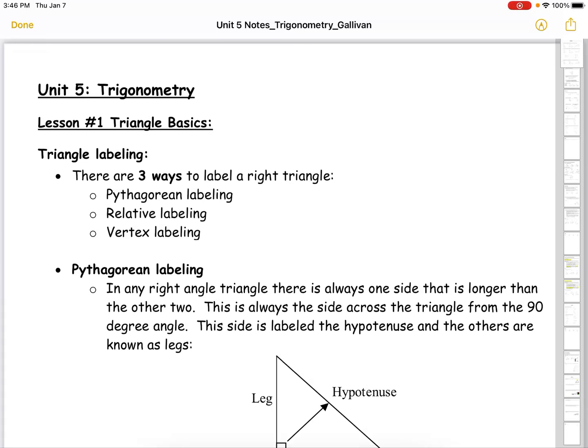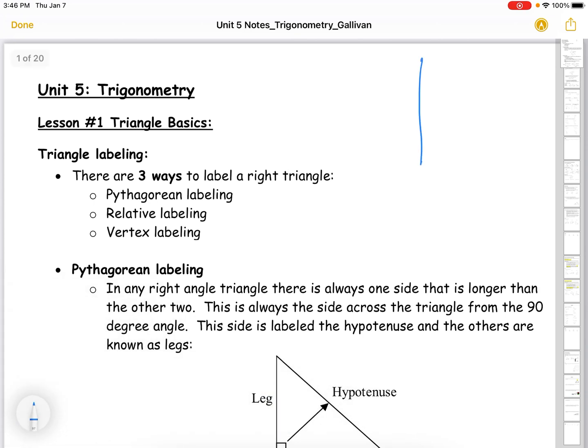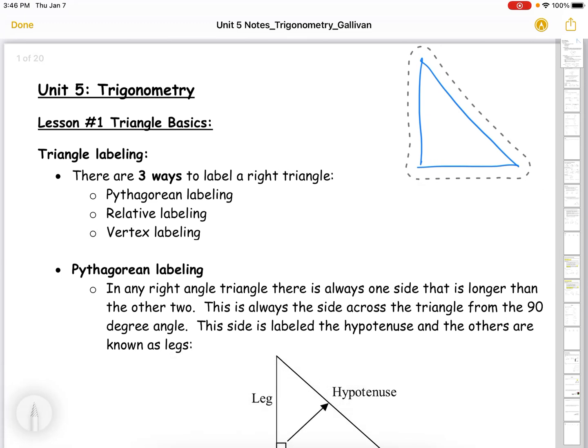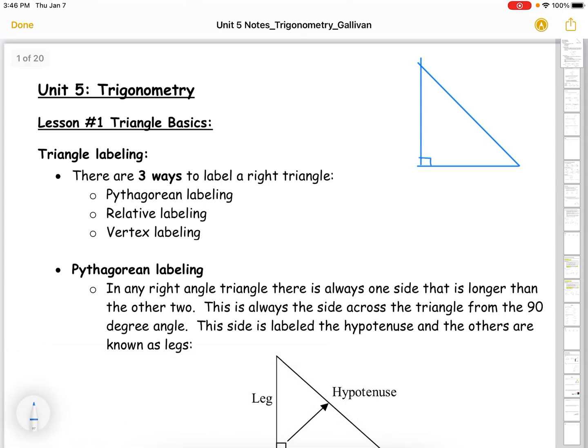Okay, so we're doing Unit 5, which is trigonometry. Trigonometry is basically, for the most part, about right angle triangles. So we have this, our nice little right angle triangle. There are certain ratios and proportions that exist with a right angle triangle.